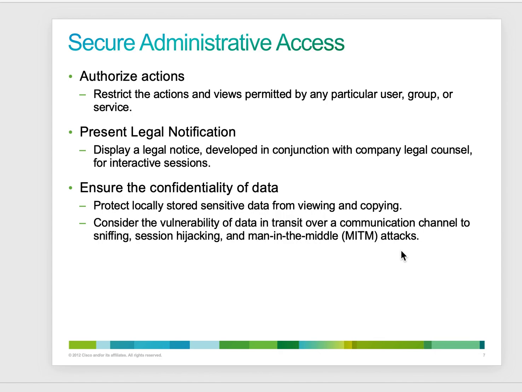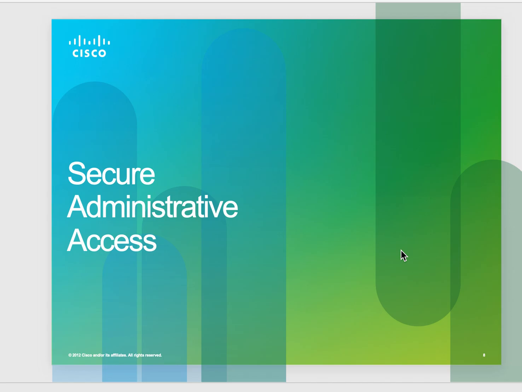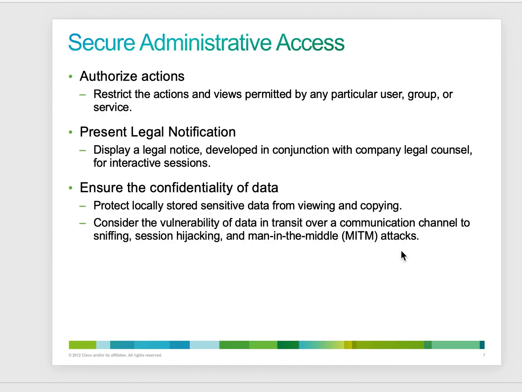Then also, you have to consider the vulnerability of data in transit over a communication channel, to prevent sniffing, session hijacking, and man-in-the-middle attacks from happening. So these are the 6 ways we can secure administrative access.